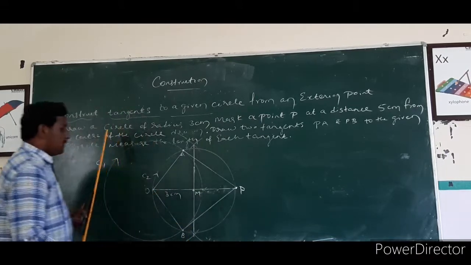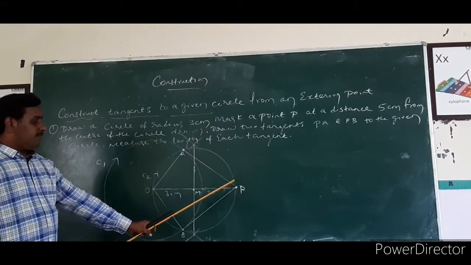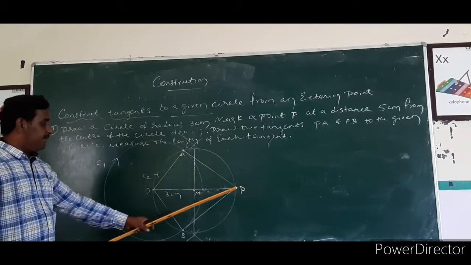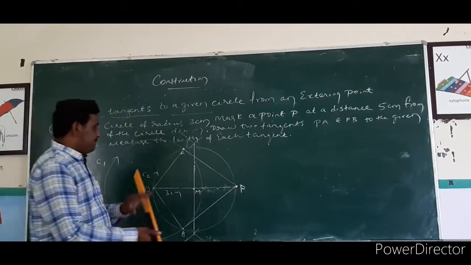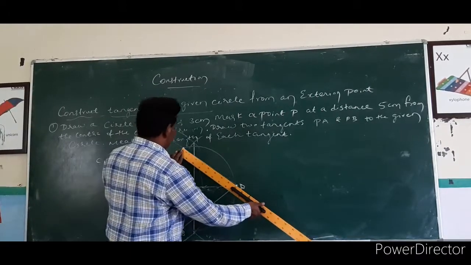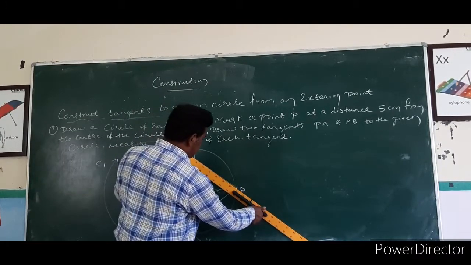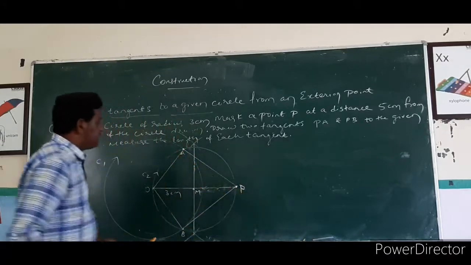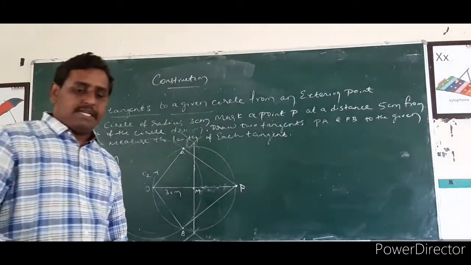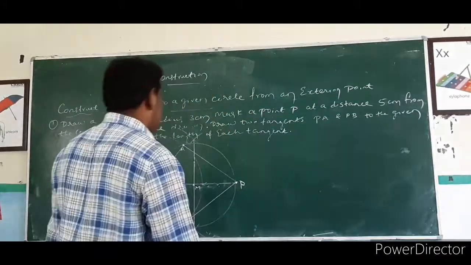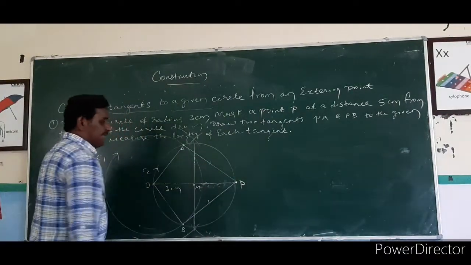Look here. From P, I join PA and PB. You can measure it. The 2 tangents are PA and PB. It should be exactly equal to 3.9, something like 3.9 you are getting here. Both of these 2 tangents are equal in length.